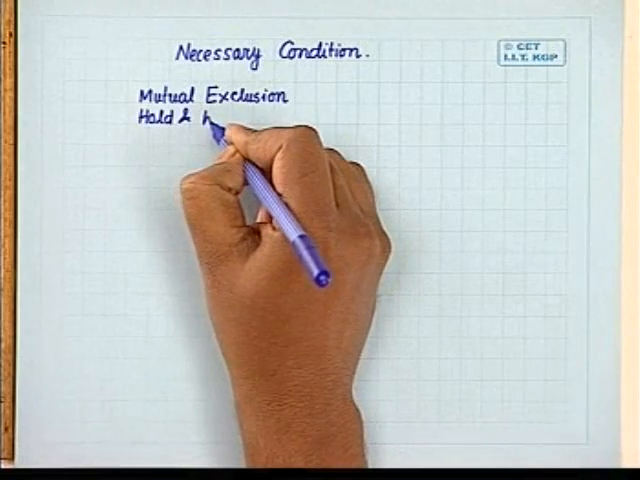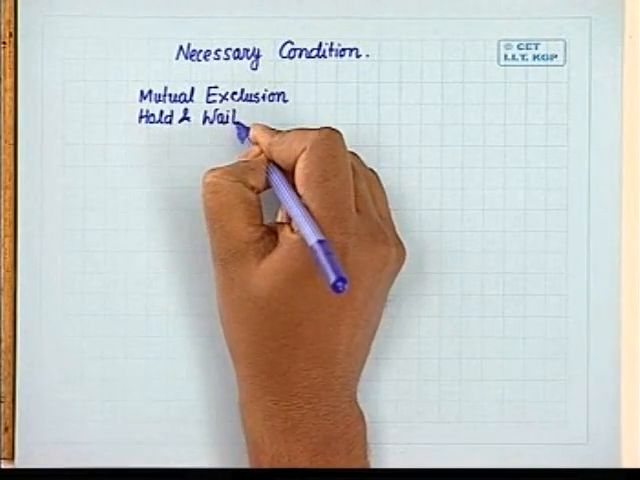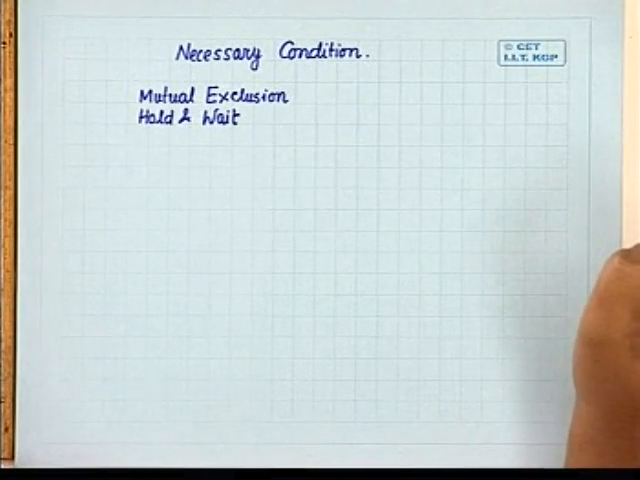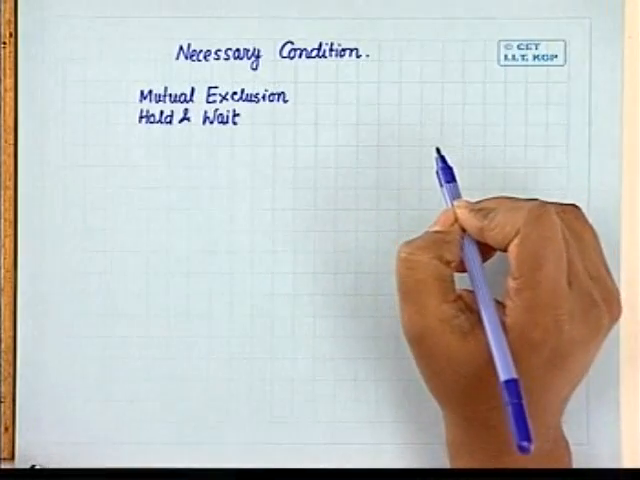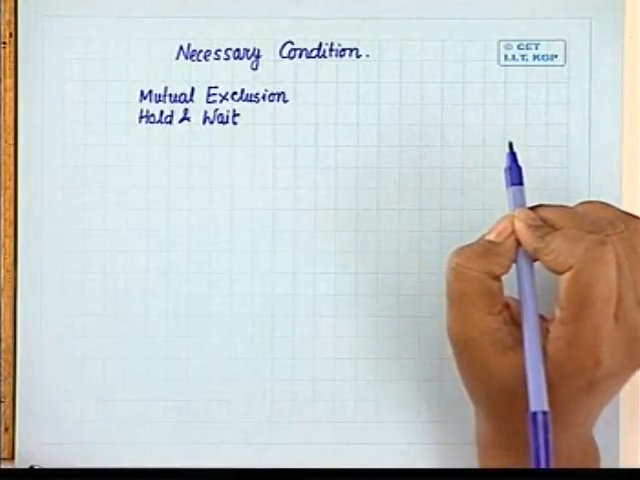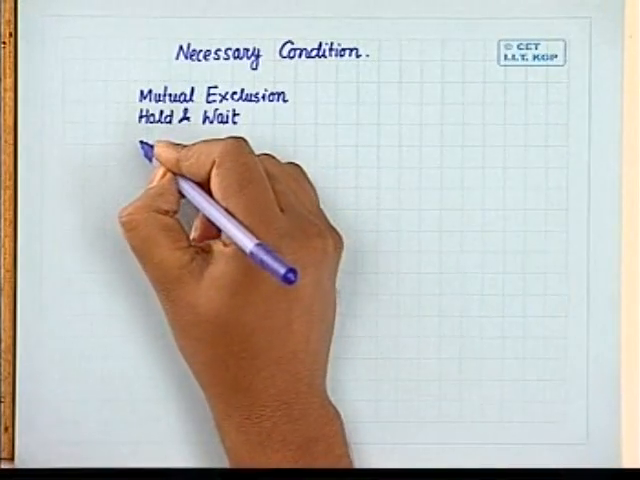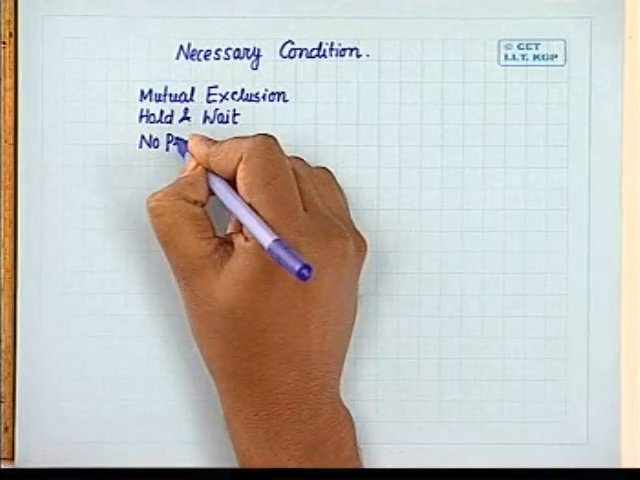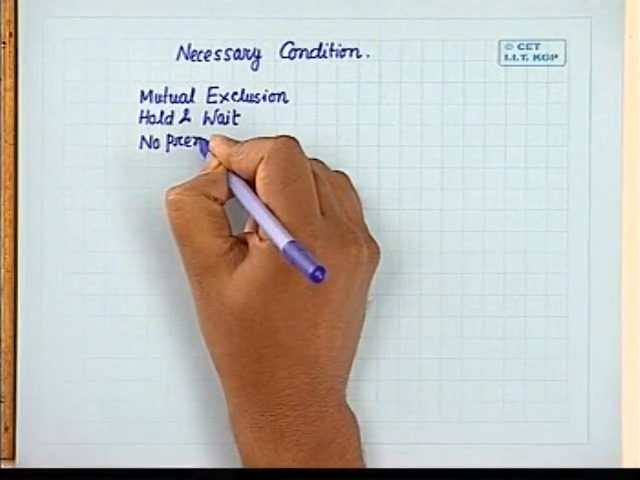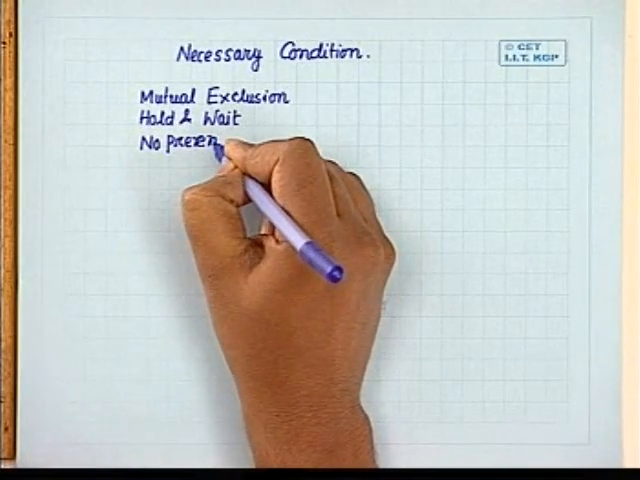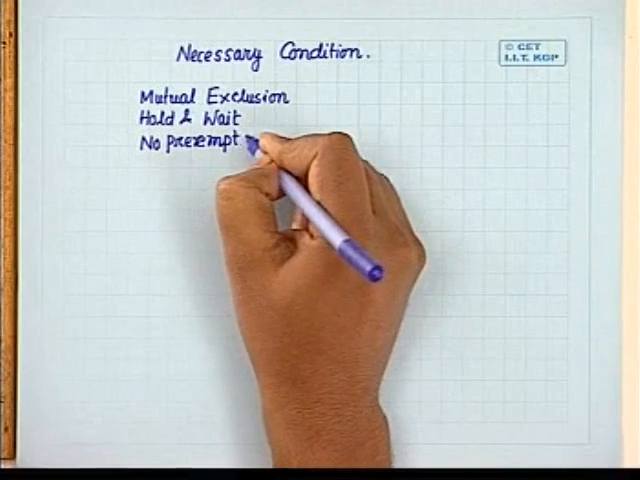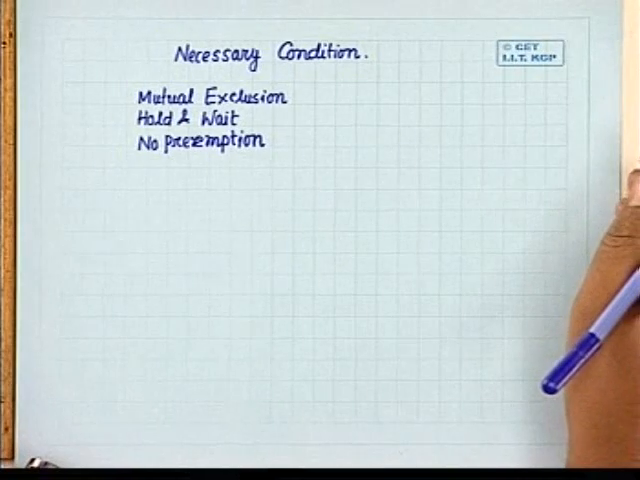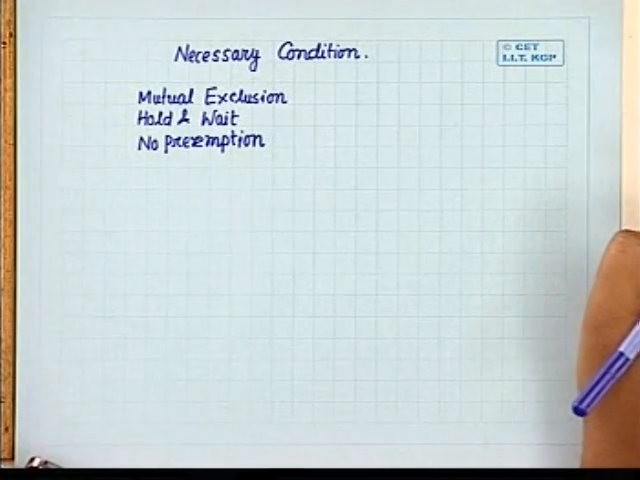Hold and wait. That is, the processes request for additional resource while holding other resources. If this condition is true in a system, then this can also lead to the occurrence of deadlock. Third condition we have said is no preemption. That is, once a resource is allocated to a particular process, that resource cannot be preempted. The process has to voluntarily release the resource on completion.